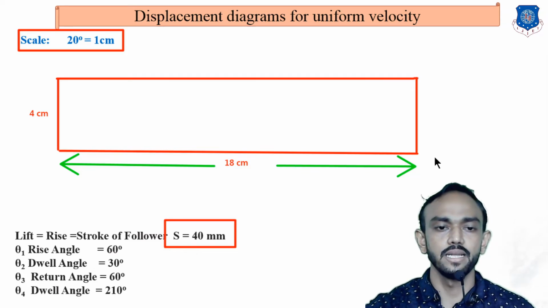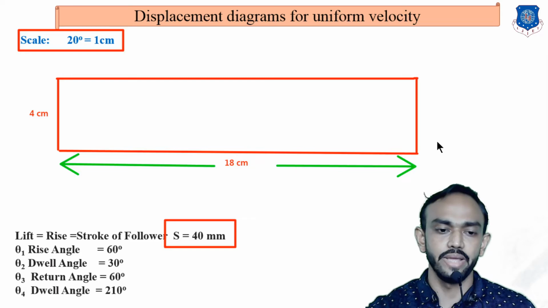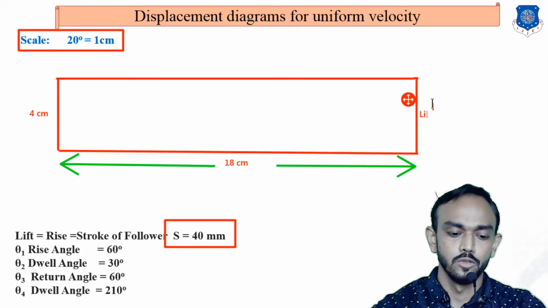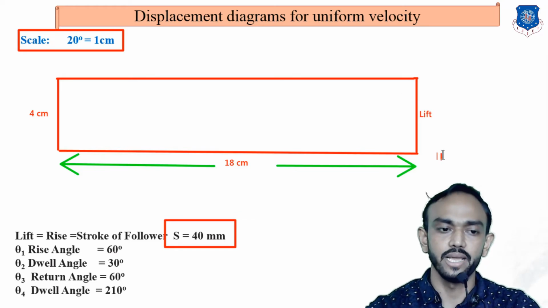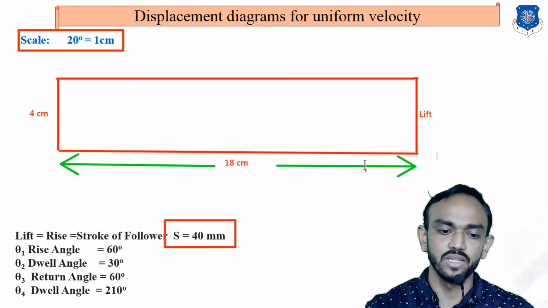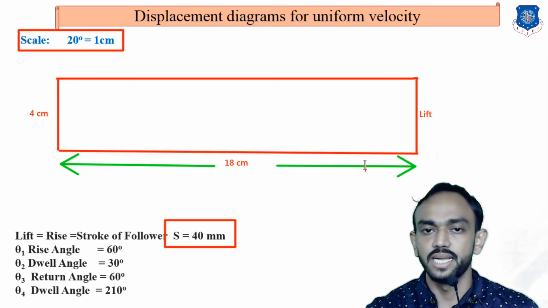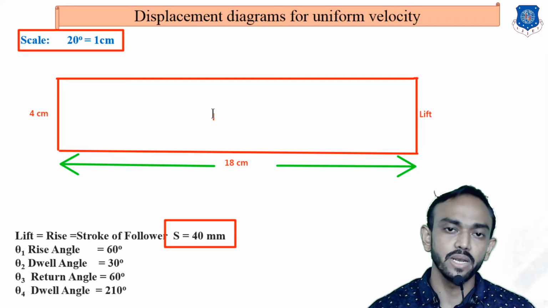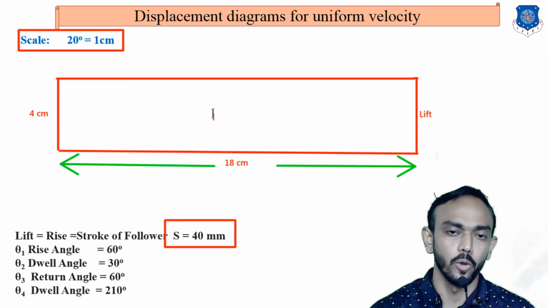So the first thing in a displacement diagram is always to make a rectangle 18 by lift. Remember that it is the lift, so always make the rectangle 18 by whatever lift is given. After that we will part this rectangle into 4 parts as per the given angles. Four angles are given, theta 1, 2, 3 and 4, and as per that we will part this rectangle.